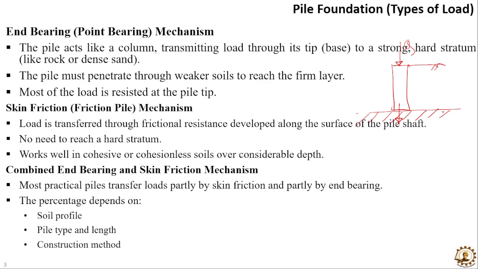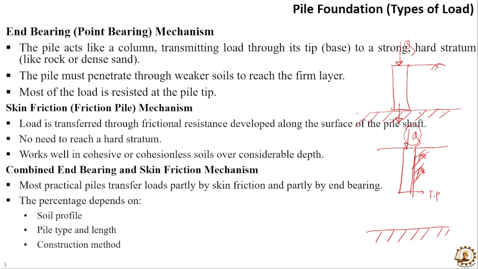If this rock stratum is present at a far depth below the tip of the pile, then when the pile penetrates inside the soil, a frictional resistance will develop between the surface of the pile and the surrounding soil. This is known as the frictional resistance or skin friction. So the vertical load coming from the superstructure will transfer to the soil by this skin friction resistance. This is known as the skin friction mechanism.